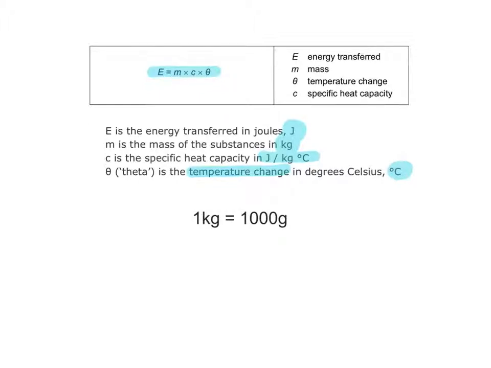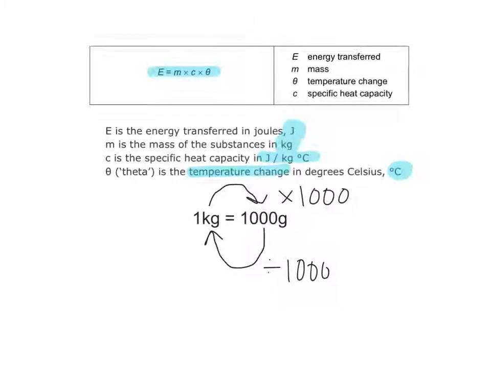Remember that 1 kilogram equals 1,000 grams, so if they give you the value in grams and you want to turn that into kilograms, you have to divide by 1,000. If for some reason you need to go between kilograms and grams, then that is times by 1,000. Just remember 1 kilogram equals 1,000 grams.